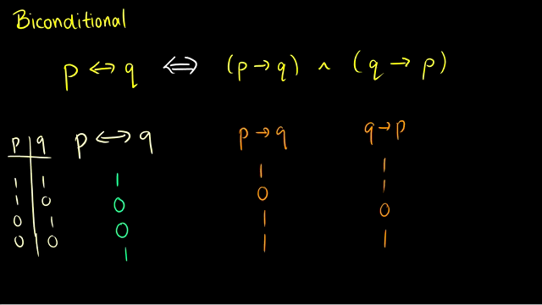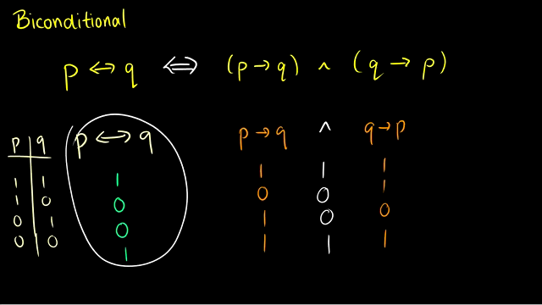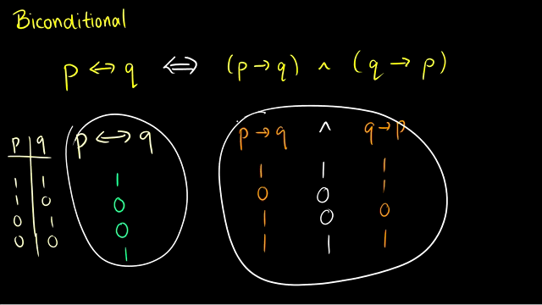Now, what is P arrow Q and Q arrow P? Well, it's true when both of its conjuncts are true. So it's going to be true in the first row, true in the last row, and in the second and third rows, they're both not true, therefore they're false. Therefore, this P if and only if Q is the same thing as P arrow Q and Q arrow P.